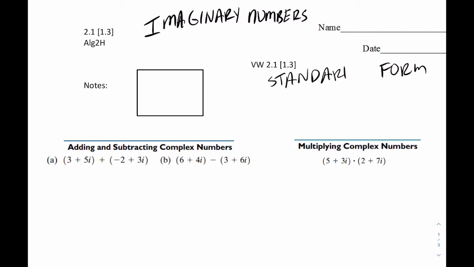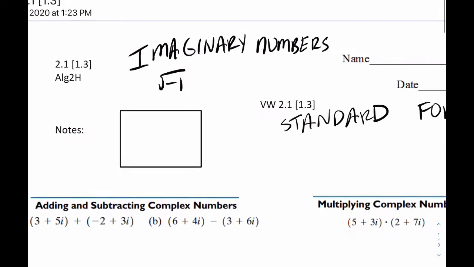Welcome to VW 2.1. Today we're going to be talking about imaginary numbers. So you might have heard of this before in your previous class, but today we're going to really go into it. An imaginary number occurs when you have something like this, the root of -1.